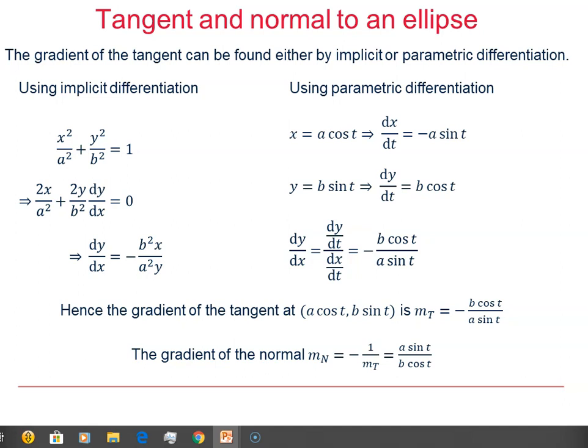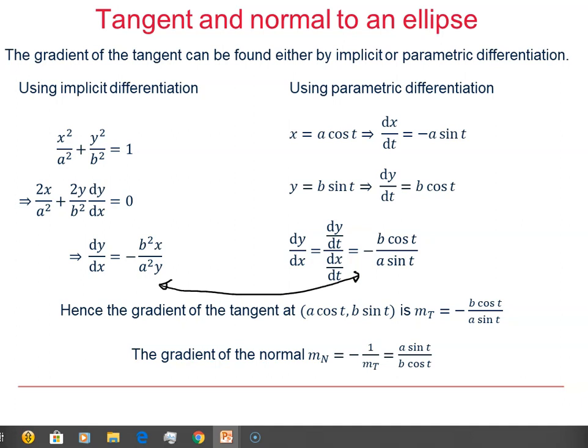So perhaps it is worth pausing the video at this stage and just checking through this page to make sure you understand fully where they come from. You might also like to consider how these two results correspond to each other, because they should obviously be giving the same value for the gradient.